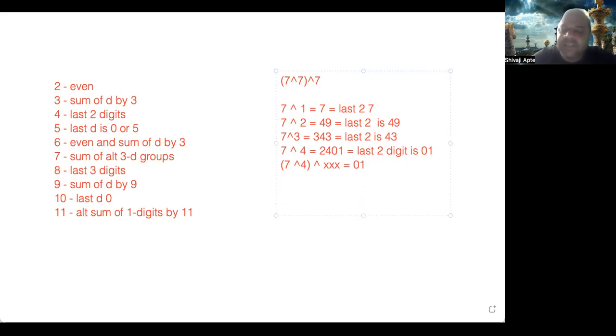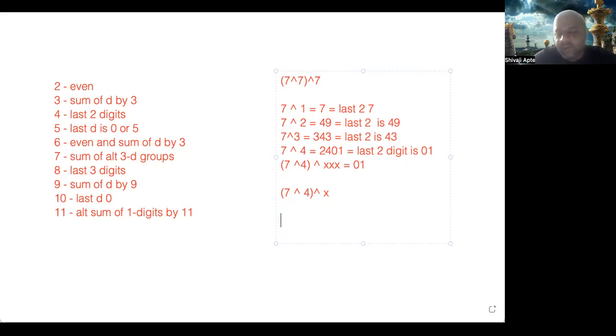So 7 raised to 7 raised to 7, we have to express it as 7 raised to 4 raised to some x. So what do we do? Now this can be some fraction also, it may come into a fraction. That's why it will not be a whole number.